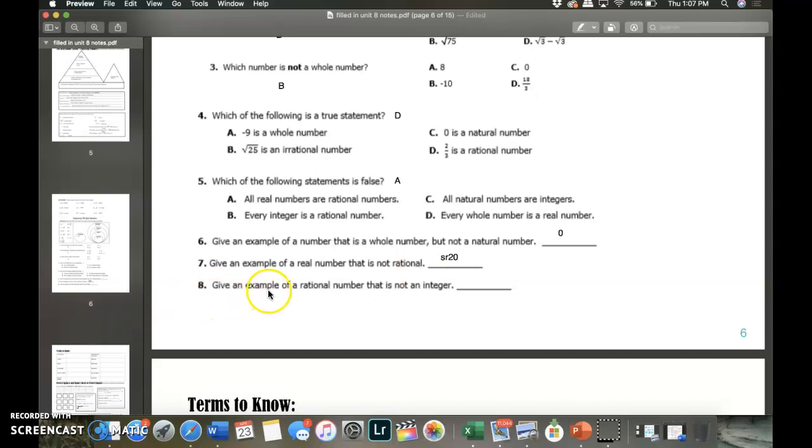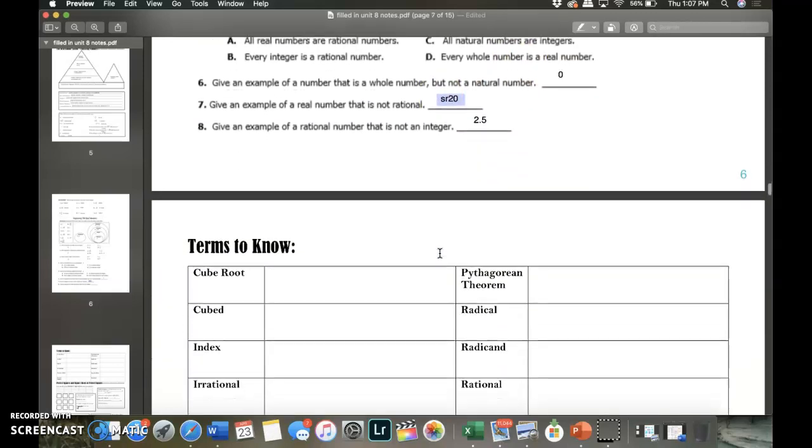Number 8, give an example of a rational number that is not an integer. So if we go up to rational, remember that can be fractions and decimals. So any fraction or decimal that you could think of that doesn't simplify to a whole number will work. So I'm going to say 2.5 is rational, but not an integer.